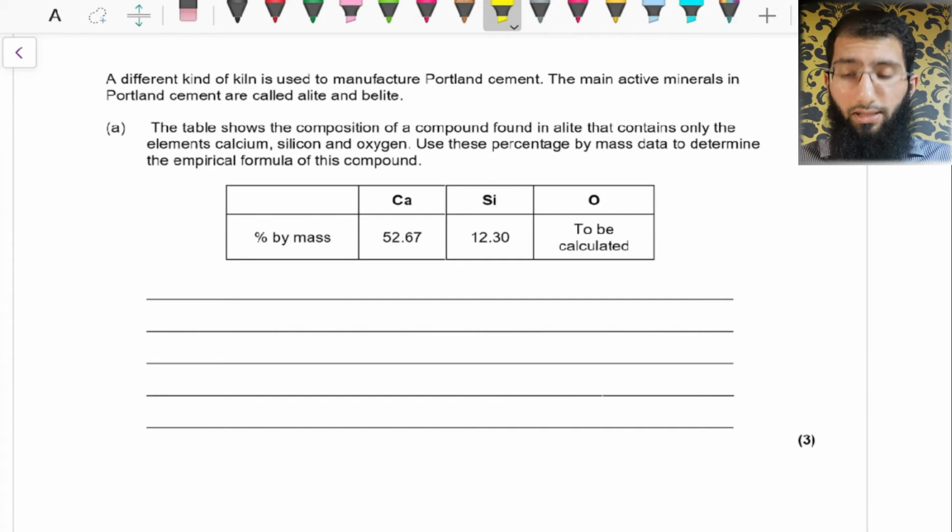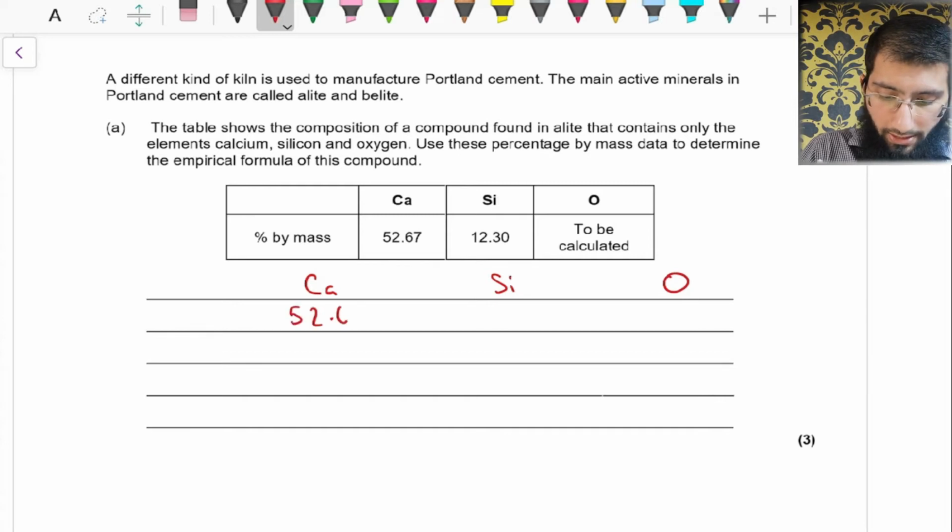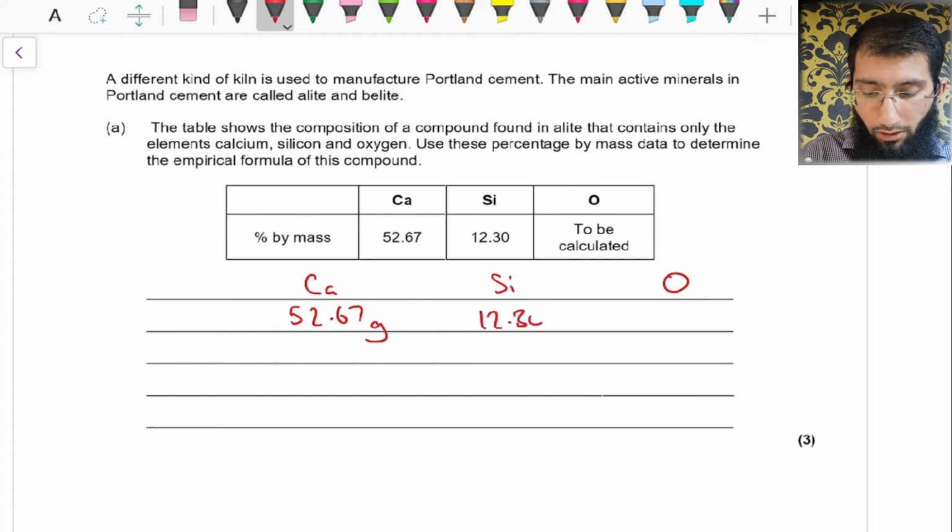To do this, we need to start off by working out the percentage by mass of oxygen. Whenever you're given percentages, regardless of whether it's percentage by mass or otherwise, always assume you've got 100 grams of the substance, okay? So I'm going to assume that for calcium, I've got 52.67 grams. For silicon, I've got 12.30 grams.